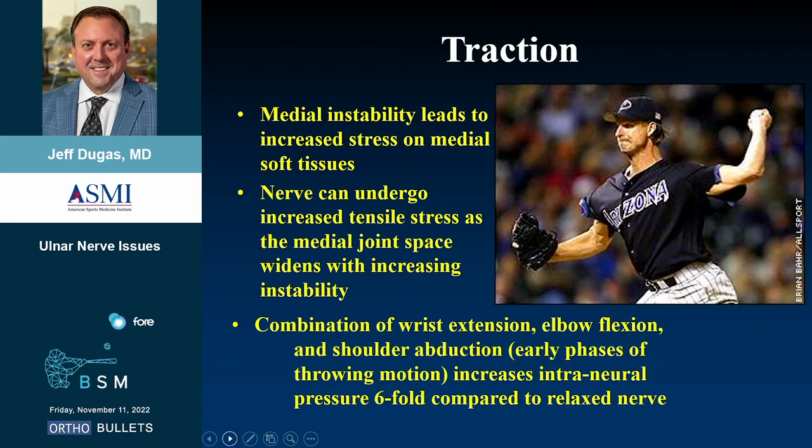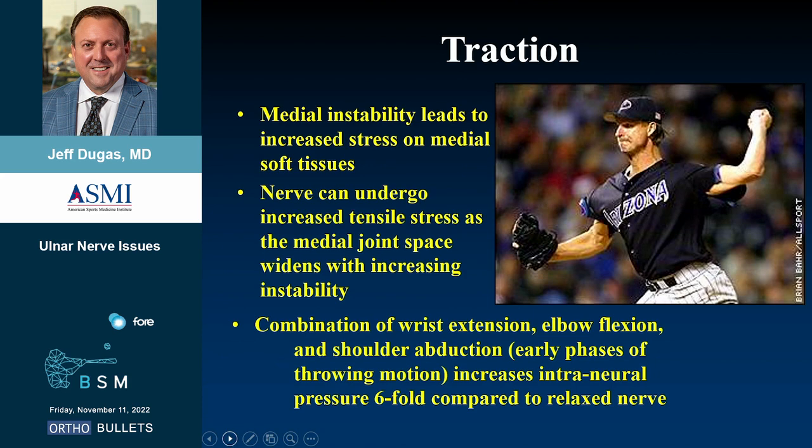Medial instability leads to increased stress. We saw the one that he showed, and we've talked about how the ulnar nerve can be unstable. It can undergo increased tensile stress as the medial joint space widens. So we think about how much widening the medial joint space should have, up to 2 millimeters, 3 millimeters, something like that. If it gets up to even 5, 6, how much is the next medial structure taking up? And that would be the nerve.